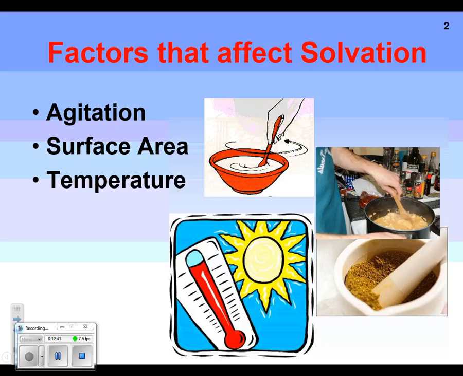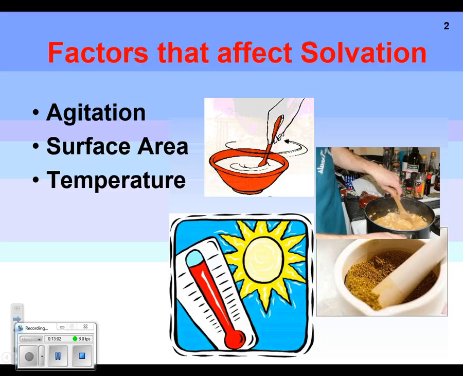So if I had a sugar cube, the outside area is not very much, but if I powder that sucker, then each of those little grains is now exposed. So it's the amount of area that I have exposed. And then temperature, we just need to know that as I increase temperature, for the most part, and I'm going to put a little caveat there, for the most part, things become more soluble.